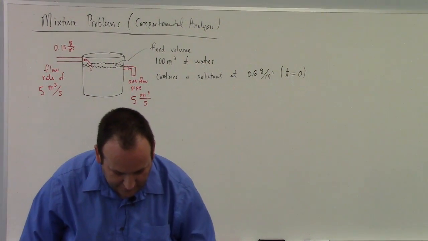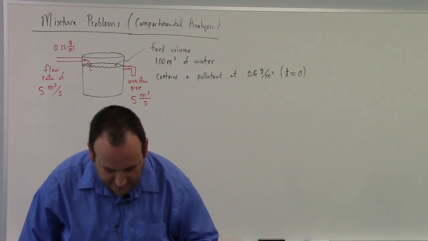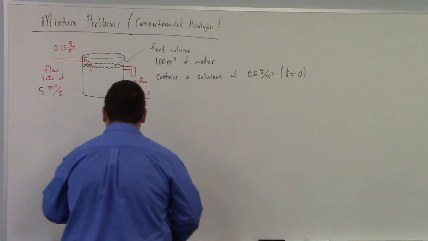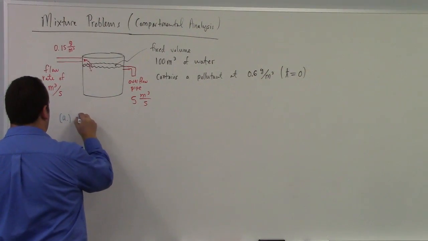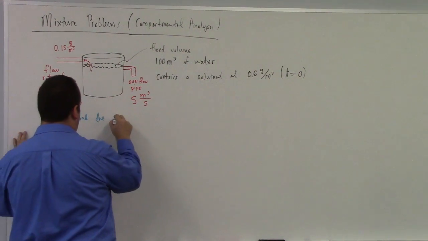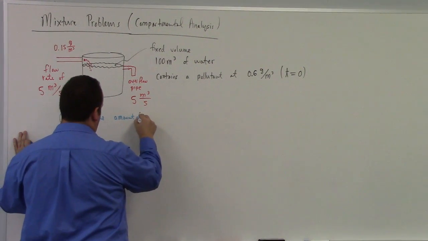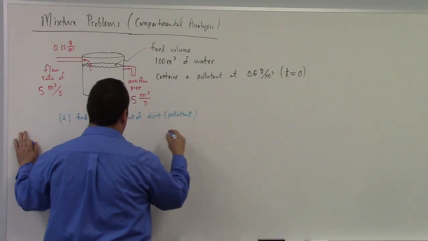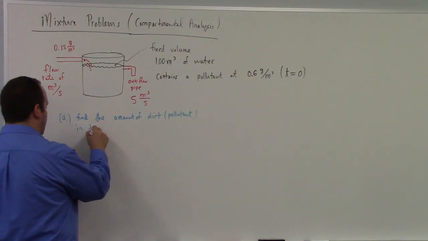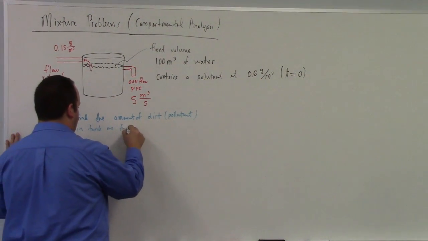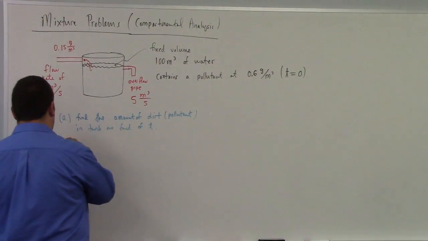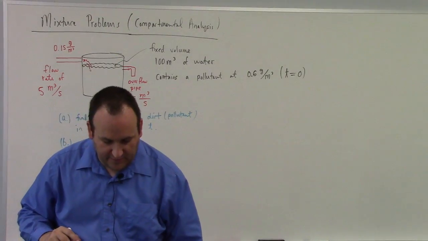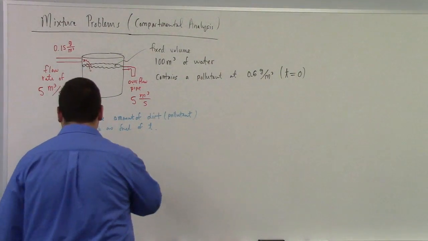So here's the questions that were asked. Determine the amount and concentration of the pollutant in the tank as a function of time. So A, find the amount of dirt or pollutant, whatever you want to call it. You could make it Kool-Aid if you like, whatever. In the tank as a function of time. And then B, a specific question: at what time will the concentration be 0.3 grams per cubic meter?